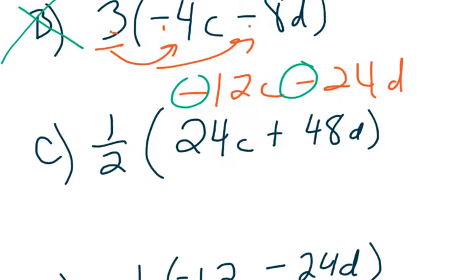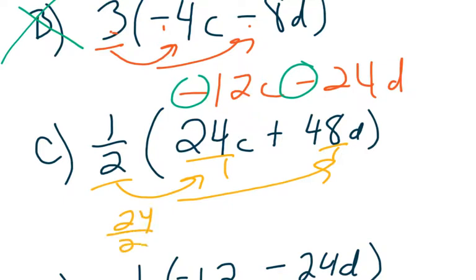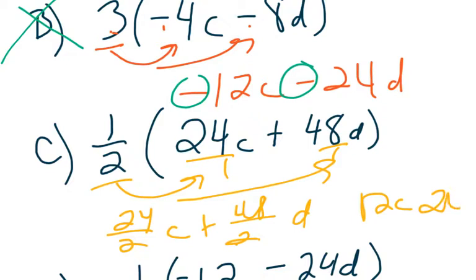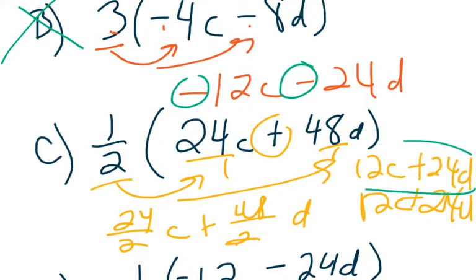Alright, next up. This time we're going to multiply this times both of these, which means we want to put it over a fraction. And so that gives us 24 times 1 is 24, and then 2 times 1 is 2. And then plus 48 times 1 is 48, 2 times 1 is 2. Then you just reduce these. 24 divided by 2 is 12c. 48 divided by 2 is 24d. And you put a plus sign because that's what we have right there. So 12c plus 24d. That is a good answer.